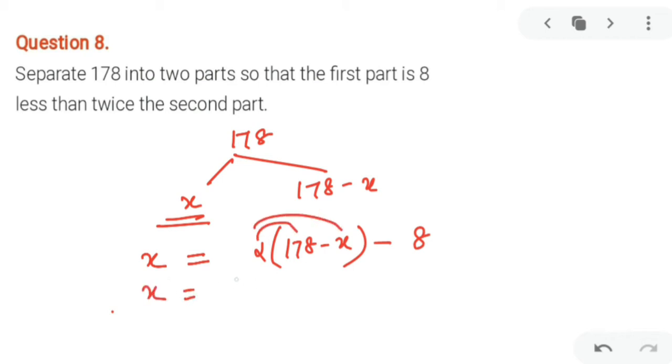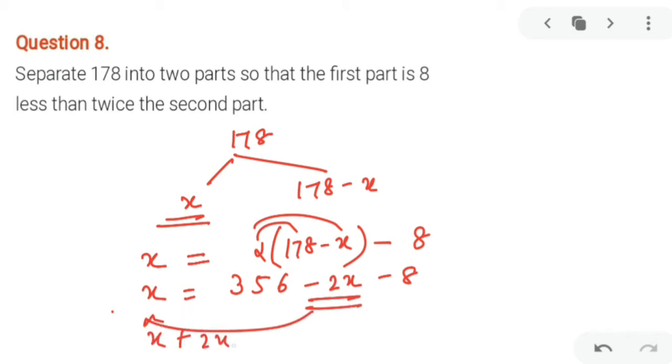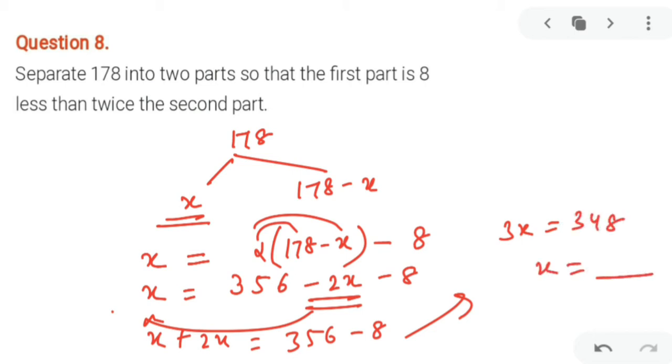2 आपको 178 के साथ multiply करना है and 2 आपको x के साथ भी multiply करना है and keep minus 8 as it is. Take your this x over here, so it will be x plus 2x is equal to 356 minus 8. So that will be 3x is equal to 348. From there you have to get the value of x.